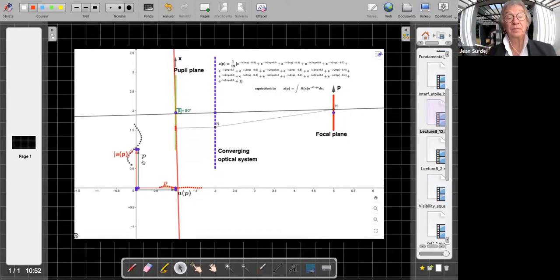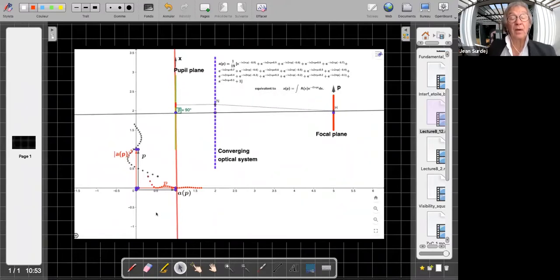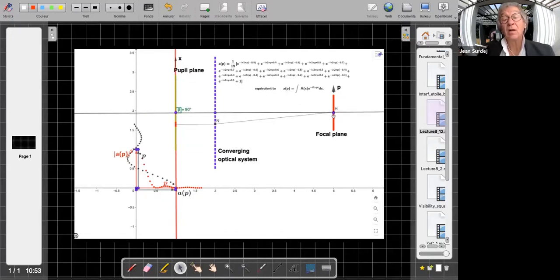And at the same time, we are representing vertically in red the square of the complex amplitude of the electromagnetic field in the focal plane as a function of the P coordinate, which now is represented horizontally. So we see the construction of these two curves as we are scanning the focal plane as a function of the P position. So here we are almost central.